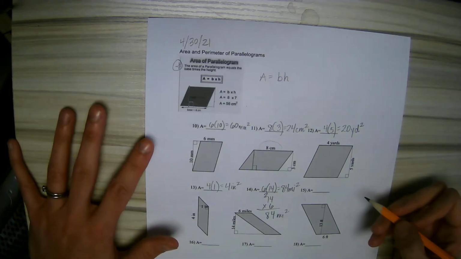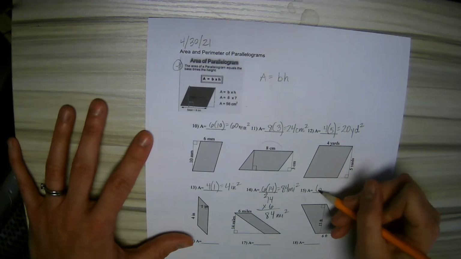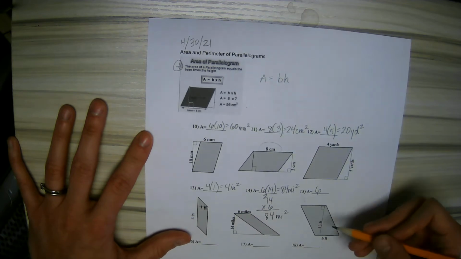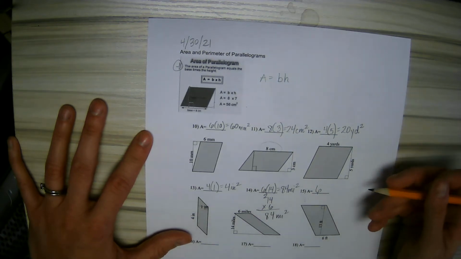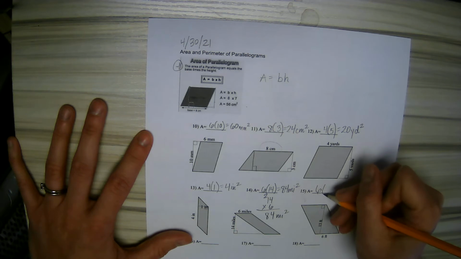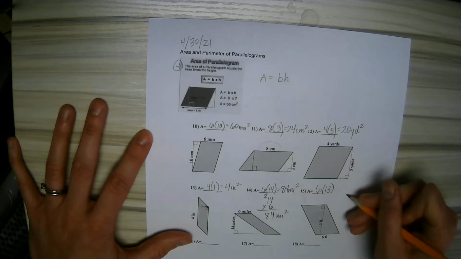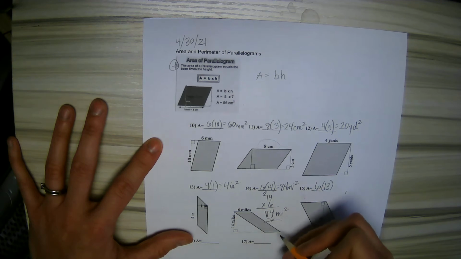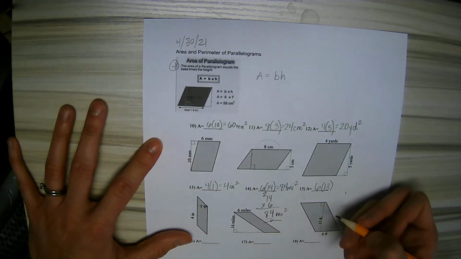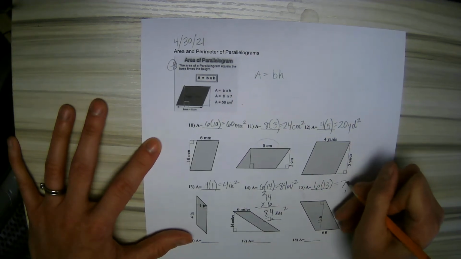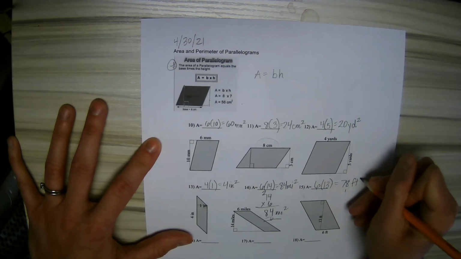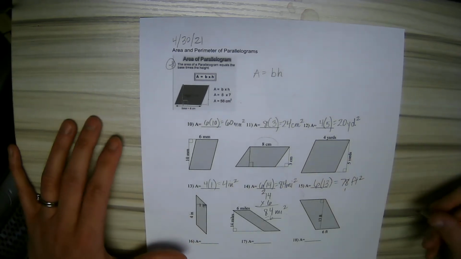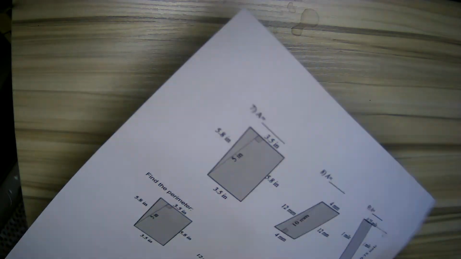And finally, the last one on this page, we have 6. I'm not sure why they have a whole another group there. 6 times 13. Well, it's 6 less than this, right? So 78 feet squared. Alright, so base times height for the area.